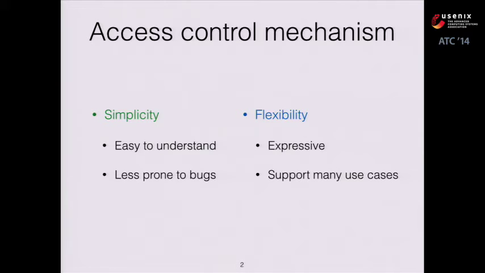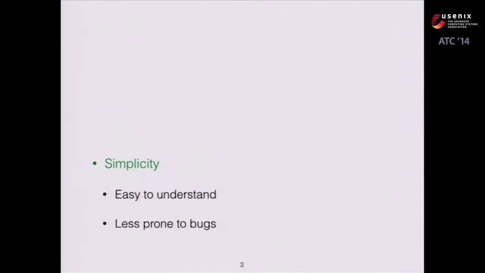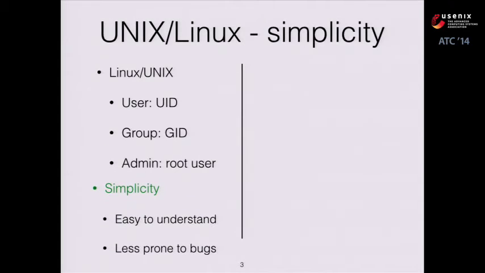So there are two properties we want about a good access control mechanism. One is simplicity, which means easy to understand and less prone to bugs. And the other is flexibility, which means it is expressive enough to support many use cases. However, the two properties don't coexist well in many practical systems.